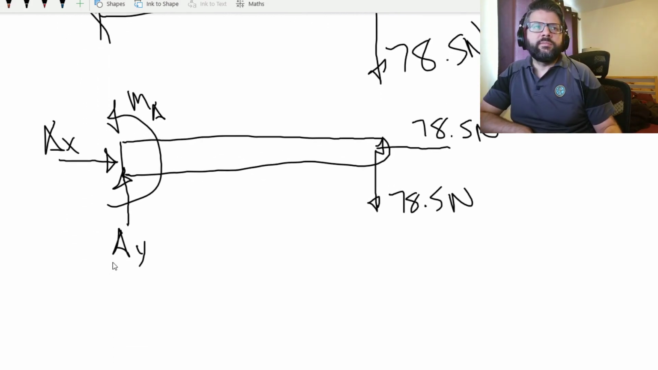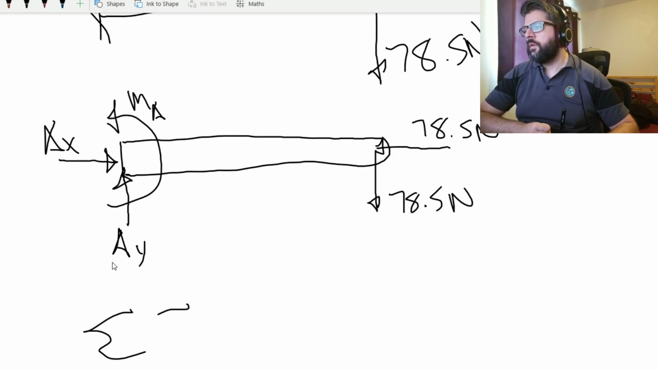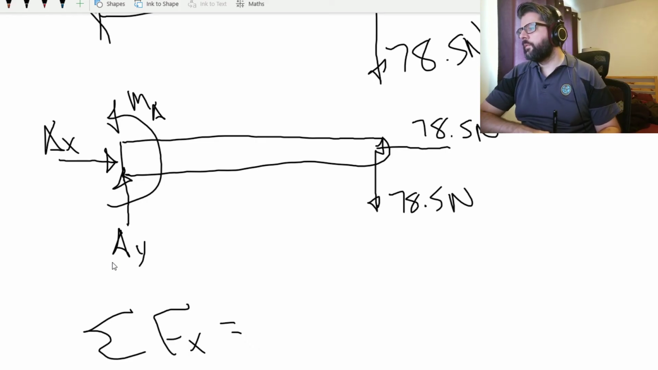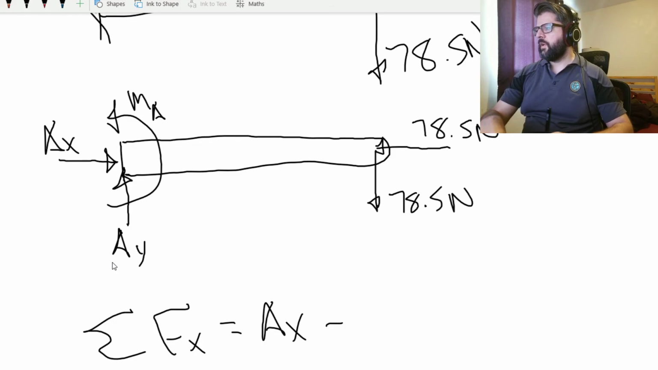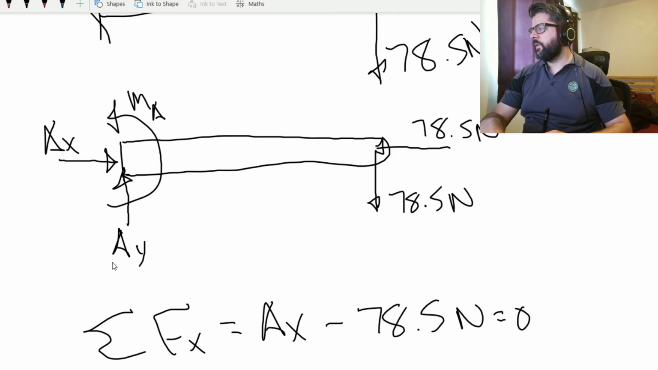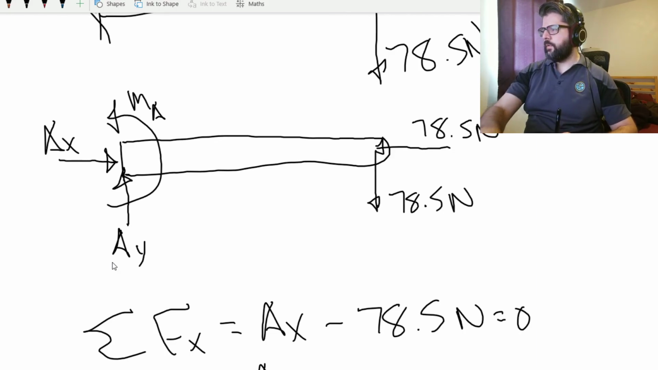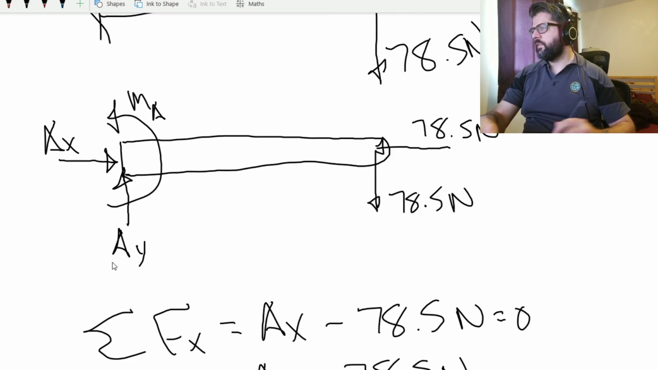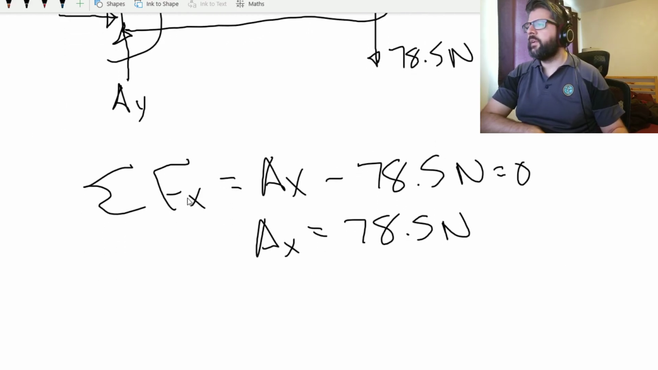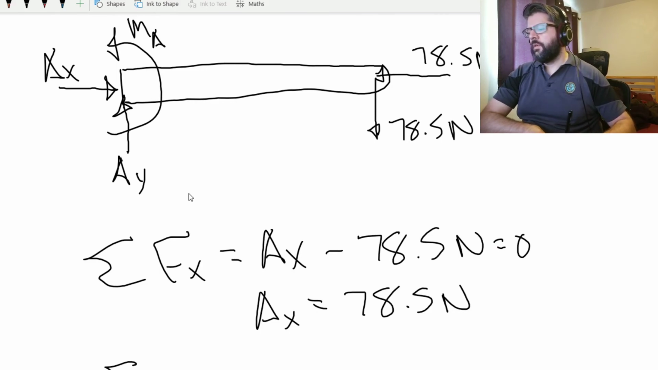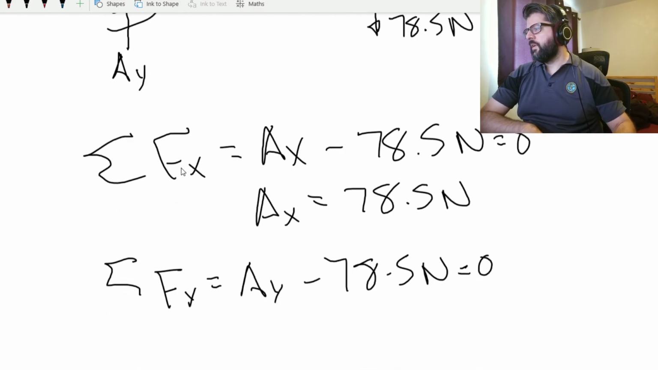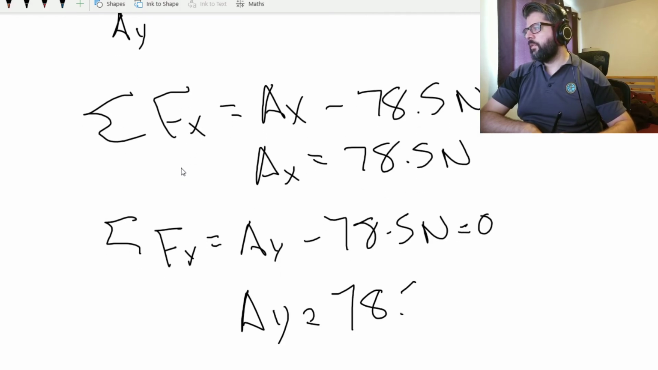Okay, so what do we got there? Well, forces in the X direction are simple enough to calculate. AX minus 78.5 newtons is equal to zero. Well, AX, therefore, is equal to 78.5 newtons. So yeah, I guessed right in what direction it'd be acting. AY, I'm pretty sure you can guess by now what AY is going to be. 78.5 newtons is equal to zero. Therefore, AY is equal to 78.5 newtons. It's a terrible looking equal sign.